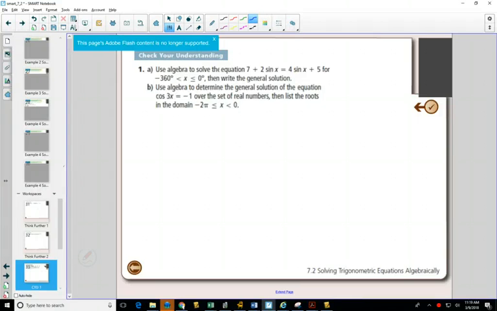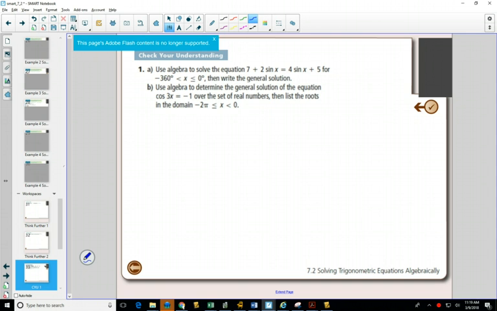Section 7.2 is a review of Chapter 6, Solving for Equations. The only difference is now they also say, and write the general solution. So we're going to solve this equation from negative 360 degrees to 0, and then we're going to write this general solution.